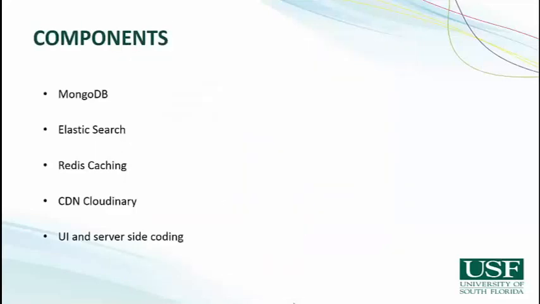So basically these are the 5 components that we have currently on our system. We have MongoDB for NoSQL database, we have Elasticsearch for search purpose and indexing purpose, we have Redis for caching, and we have CDN and Cloudinary for quick static imaging. And we have incorporated all of these components through coding in Java and HTML.